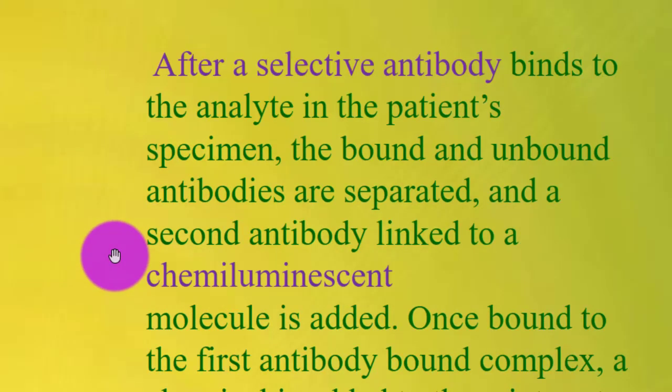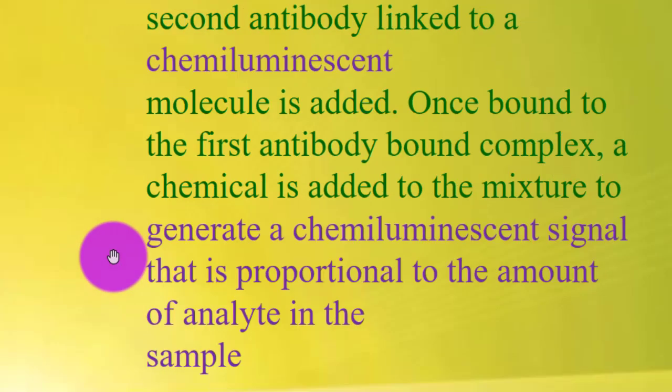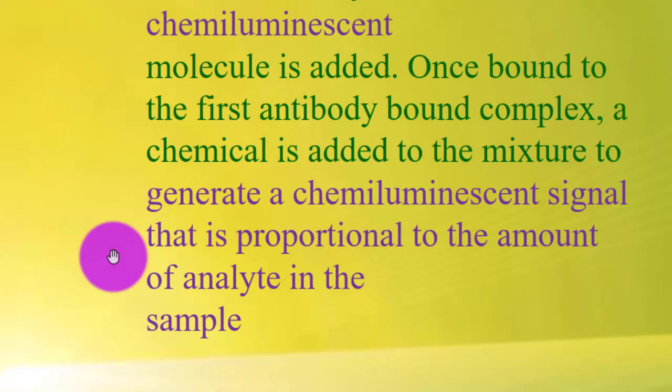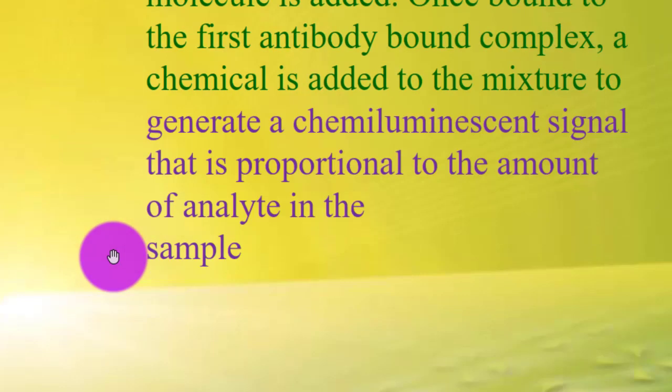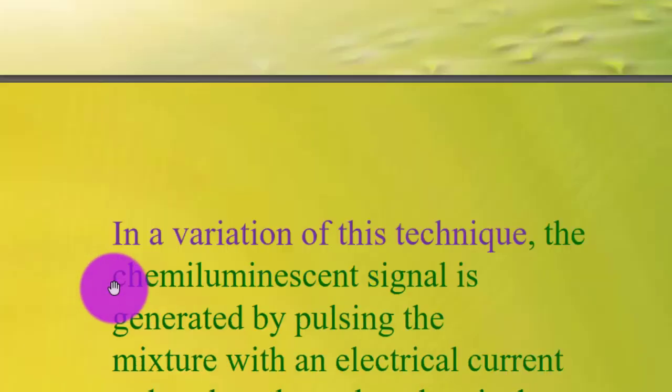After a selective antibody binds to the analyte in the patient specimen, the bound and unbound antibodies are separated, and a second antibody linked to a chemiluminescent molecule is added. Once bound to the first antibody-bound complex, a chemical is added to the mixture to generate a chemiluminescent signal that is proportional to the amount of analyte in the sample.